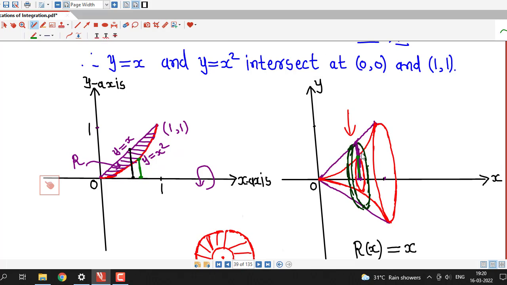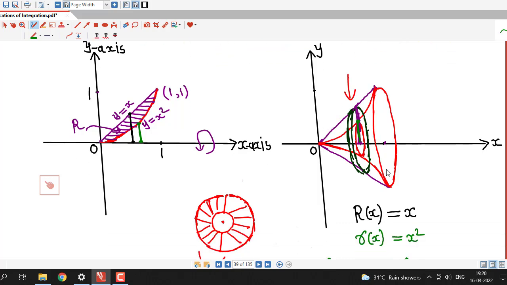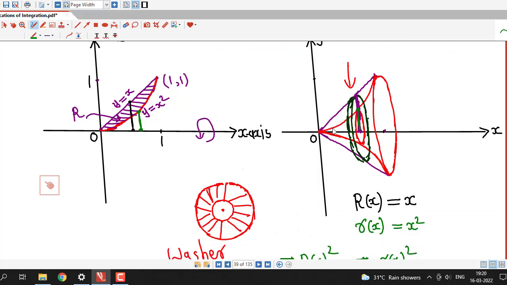So we have taken one washer here, which is the cross section perpendicular to the axis of rotation, and after that we consider different washers like this, and we find the volume of each washer, and we obtain the volume by taking the integral from x equal to 0 to x equal to 1. So this is another example of a cross section of this solid, which is another washer having this type of radius. Outer radius is x, inner radius is x square.